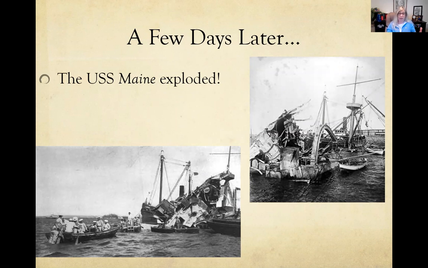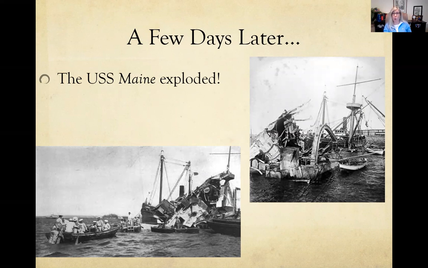So they go down, they investigate, and the investigation concludes that there had been a mine planted in Havana Harbor that exploded. And yes, indeed, it was the Spanish leadership's responsibility for this explosion and the loss of American lives. And so, of course, the war declaration is granted almost immediately after that investigation comes out. Now, fast forward to the 1970s, there is a re-examination of the evidence. And it turns out that it probably was not Spain who blew up the battleship.